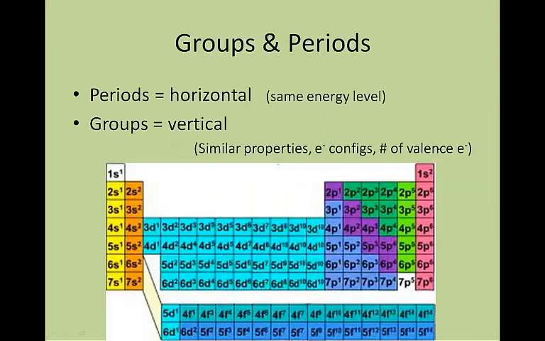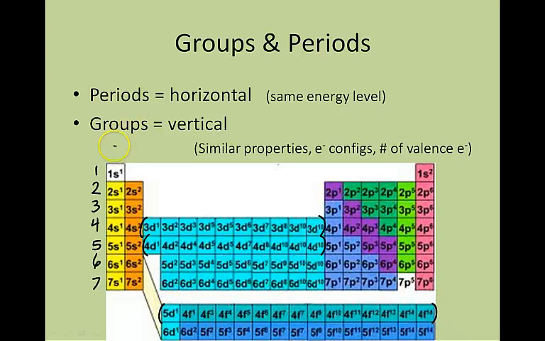Okay, the next breakdown is the groups and periods on the periodic table. The periods are the horizontal rows on your periodic table. They are numbered 1, 2, 3, 4, 5, 6, 7, which correspond to the main energy levels of that row. Except for, remember, the D's are off by a row and the F's are off by 2 rows.